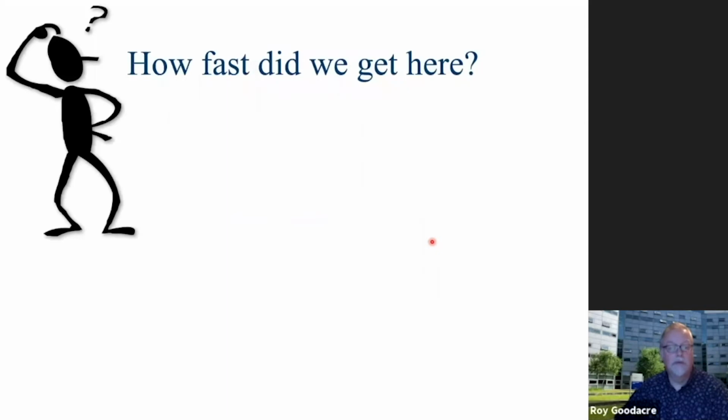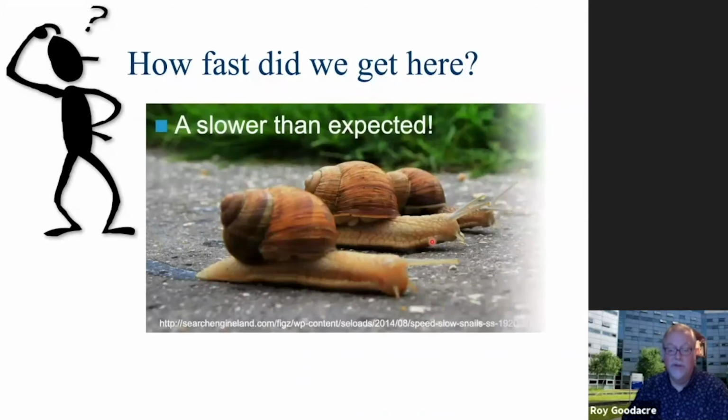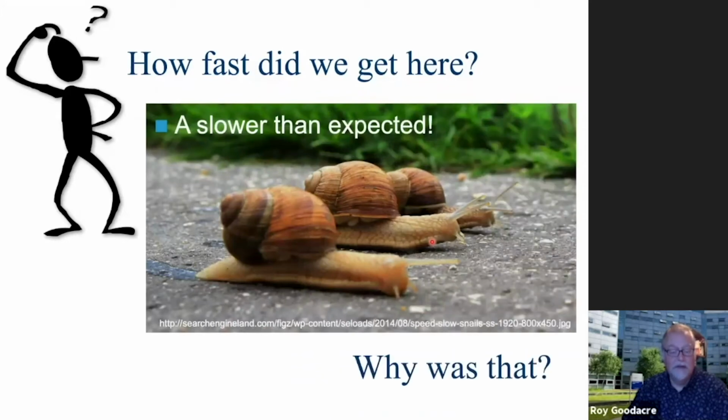The question is, how fast did we get there? Well, we spent a lot of time optimizing the process, but we also spent a lot of time learning. And so actually we got there a lot slower. You could ask the question, well, why was that? Basically, it took about 6 years to learn how to do metabolomics properly.